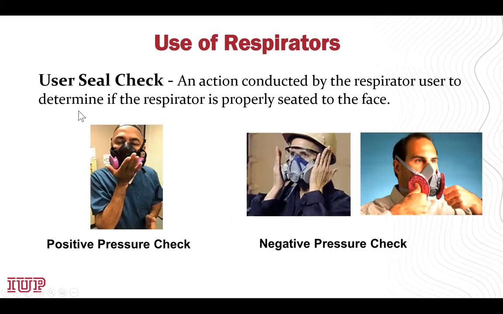Basically, the user seal check is an action by the respirator user to determine if the respirator is properly seated to the face. For positive pressure on the exhalation valve, you put it on and apply positive pressure from the inside, blowing in on it. For negative pressure, if you have these types of filters, you put your thumb over the holes or put the palm of your hand over the full canister and breathe in, and you shouldn't feel any leakage around any of the seals in either case.